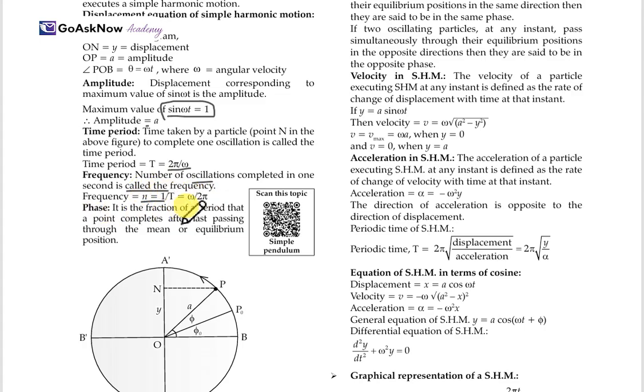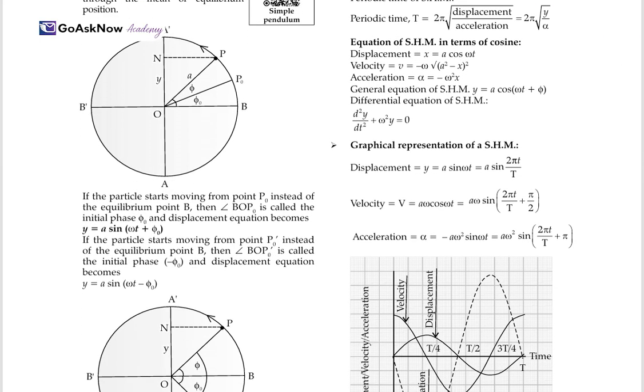Also, the phase is the fraction of the period that a point completes after passing through the mean equilibrium position. This particular thing is called phase. So, if the particle starts from the point P0 instead of the equilibrium point B, then the angle BOP0 is called the initial phase, which is φ0. And the displacement equation will become y = A sin(ωt + φ0) when it starts from P0.